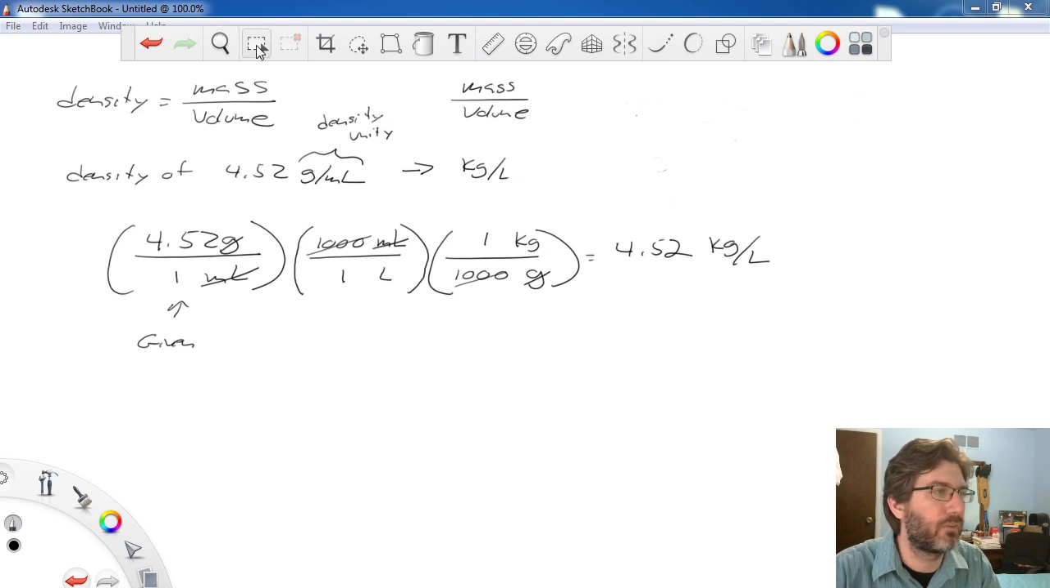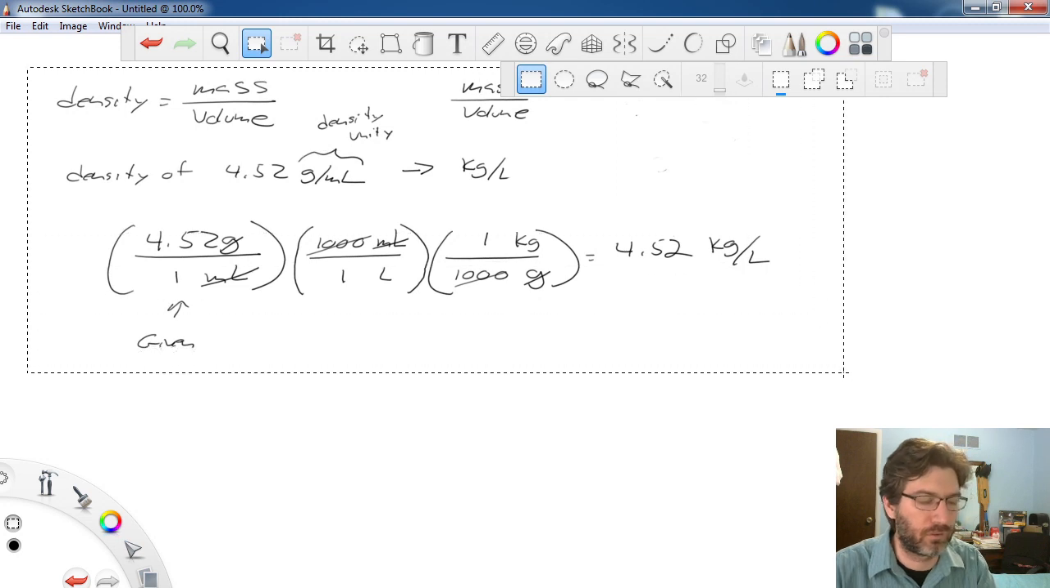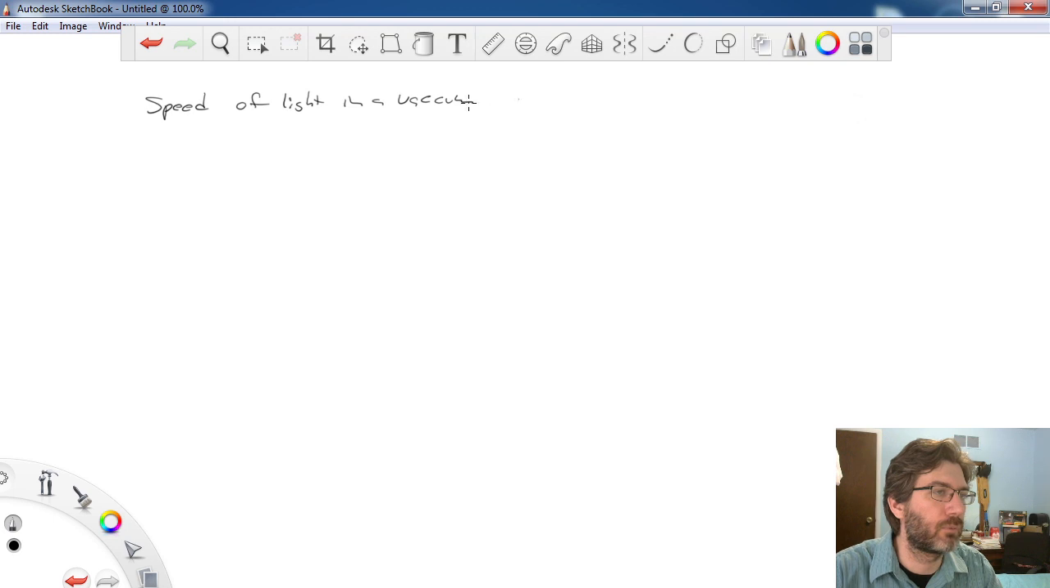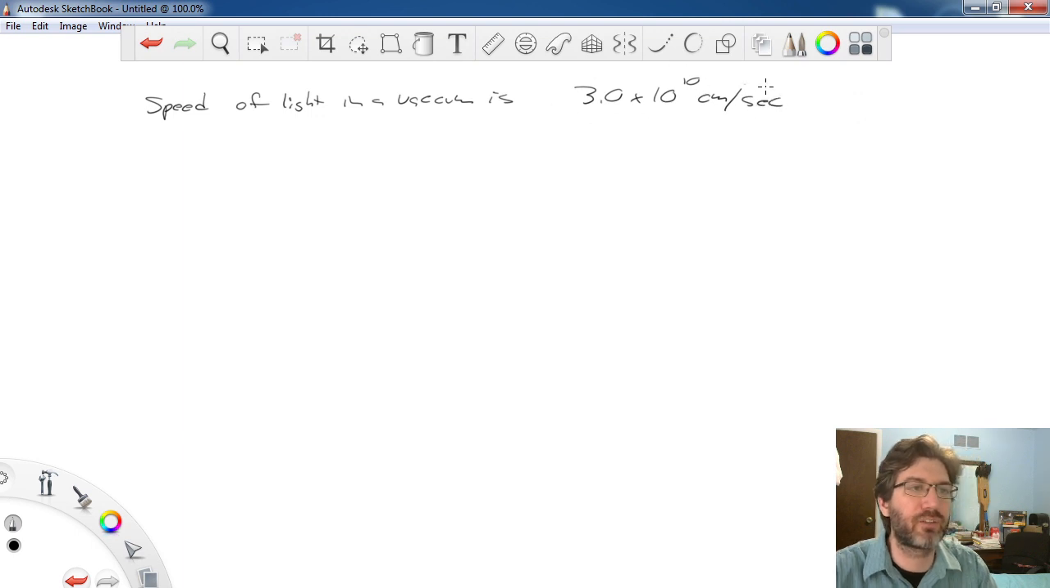I don't know if we did scientific notation this year or not, but let's do an interesting one. What if I told you, let's do a speed one. What if I told you that the speed of light in a vacuum, how do we spell vacuum, is 3.0 times 10 to the 10th centimeters per second. Again, the number value doesn't matter. It's more about the units that we're following here.